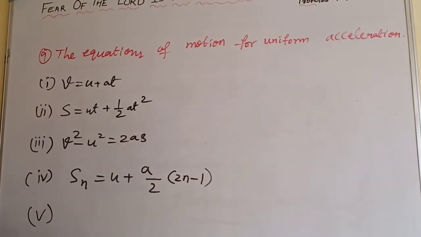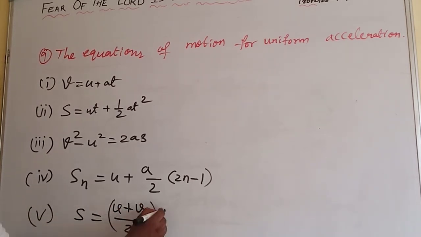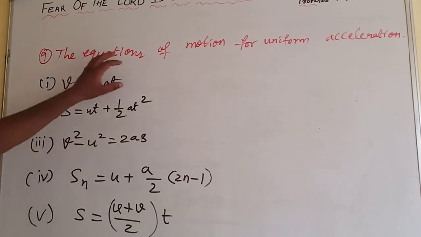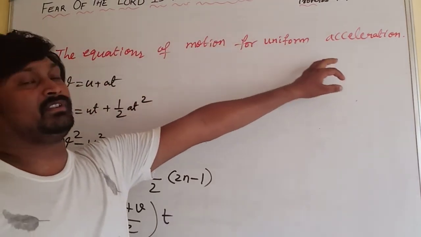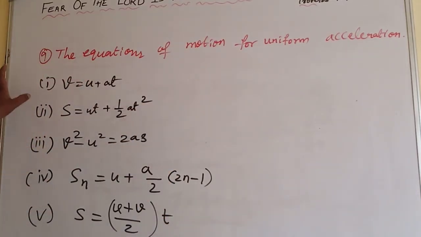And then your fifth one, s is equal to (u plus v) upon 2 into t. So these are the important equations of motion for uniform acceleration. If you are able to remember these, then it is very useful to solve your problems. So just remember this.